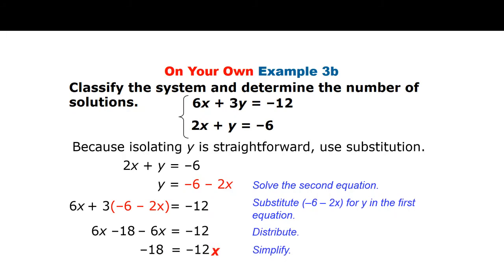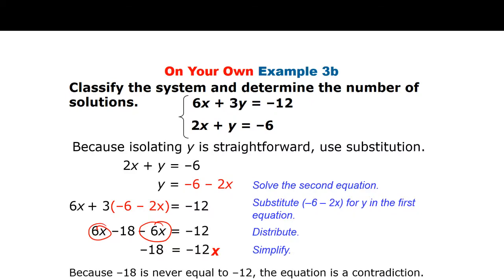All right, again, notice after we work it all out, 6x and negative 6x cancel out, leaving us with negative 18 equals negative 12. That is never going to be true, so the equation is a contradiction. Therefore, the system is inconsistent and has no solution. It will never have a solution.